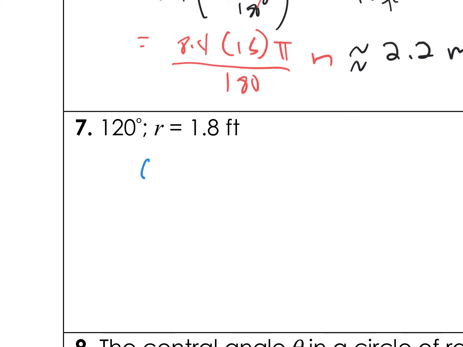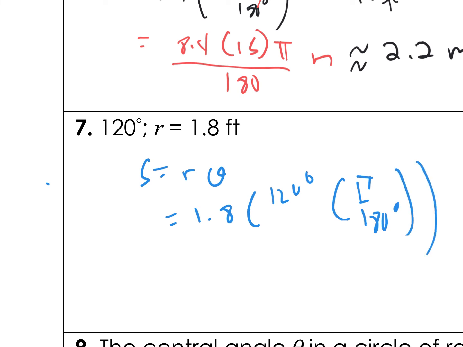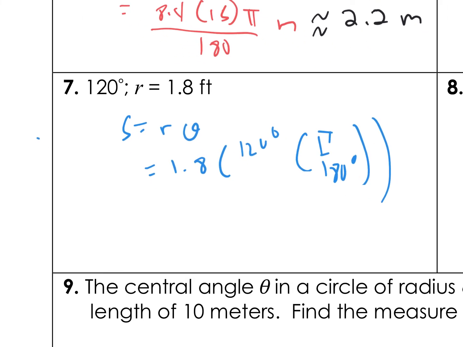What? One more. We still have to do arcs and sectors. S equals r theta, 1.8 times my 120 degrees, which is going to be multiplied by pi over 180 degrees. And I'm so lazy that in my calculator, that's my exact answer.